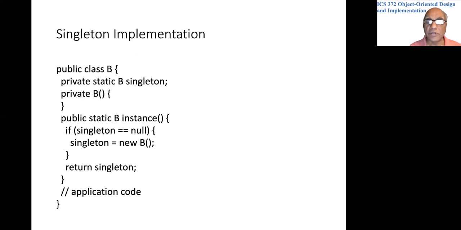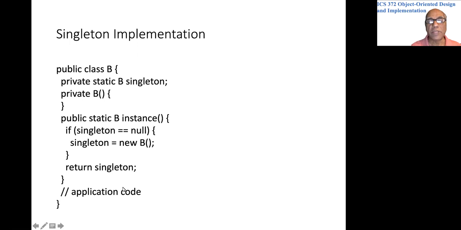If there has not been such an object, we create an instance of B. We can call the constructor from here, because this is within the same class, and store that in singleton. Now singleton contains a reference to the B instance, and we return that. Next time we call b.instance, singleton will not be null. We will not be creating a new instance, and we will be returning the object that we already created.